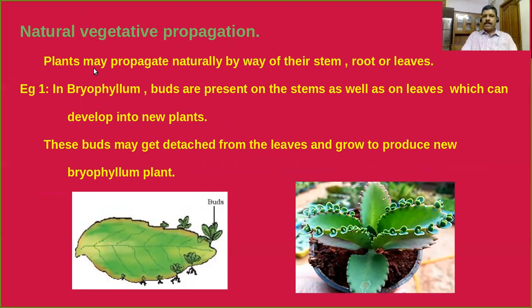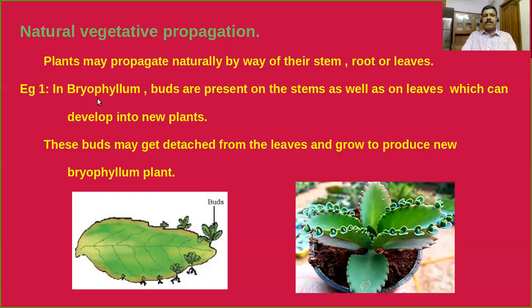Dear students, the plants may propagate naturally by way of their stem, root or leaves. We can collectively call this natural vegetative propagation. When you observe nature, you can see that various plants can produce their young ones from their vegetative parts, especially root, stem and leaves. Now we are going to discuss certain examples.